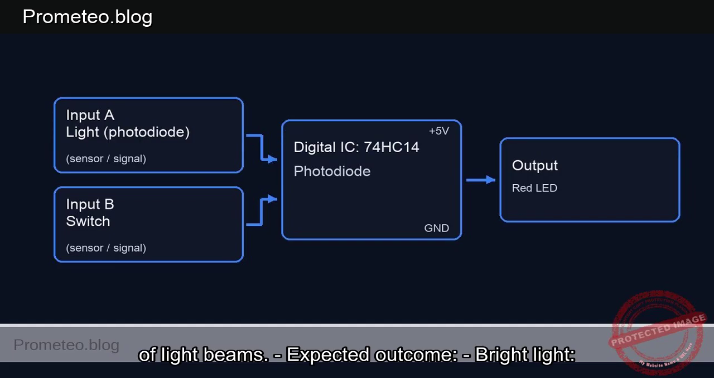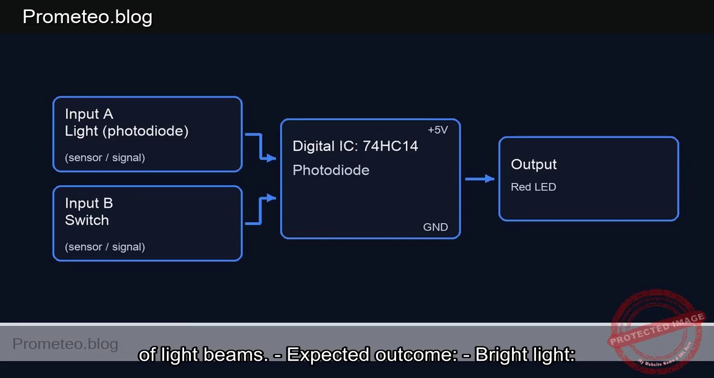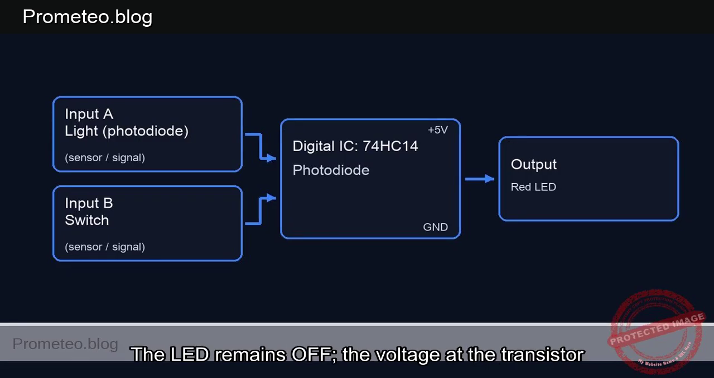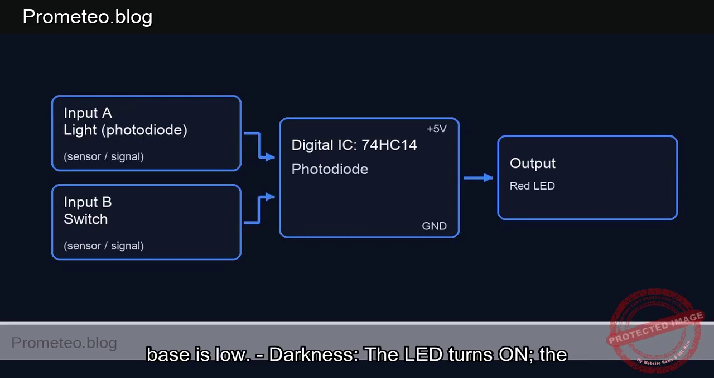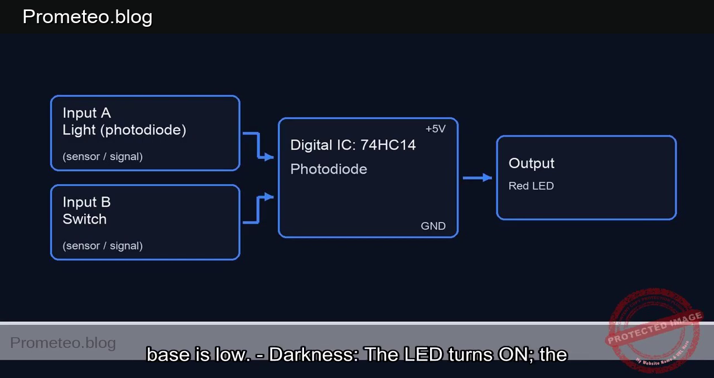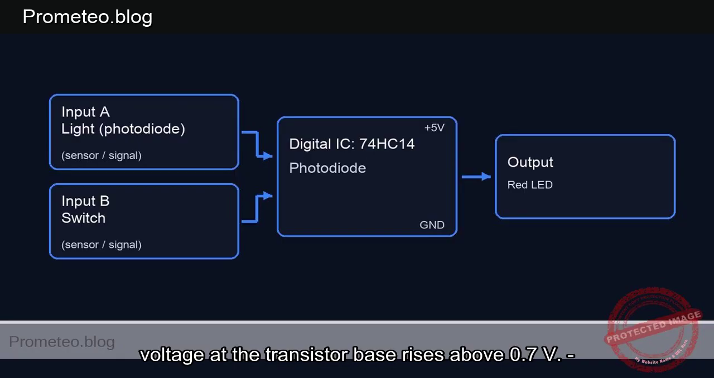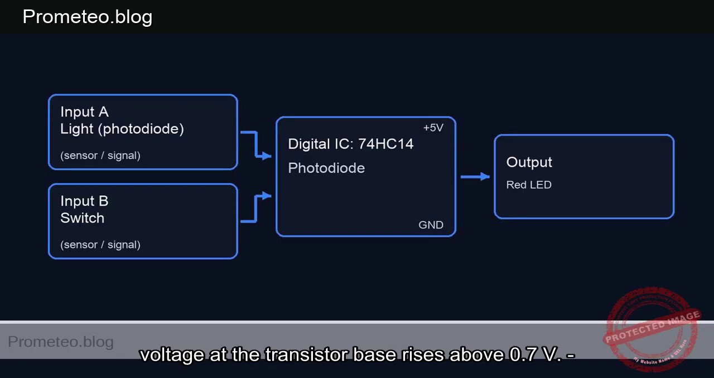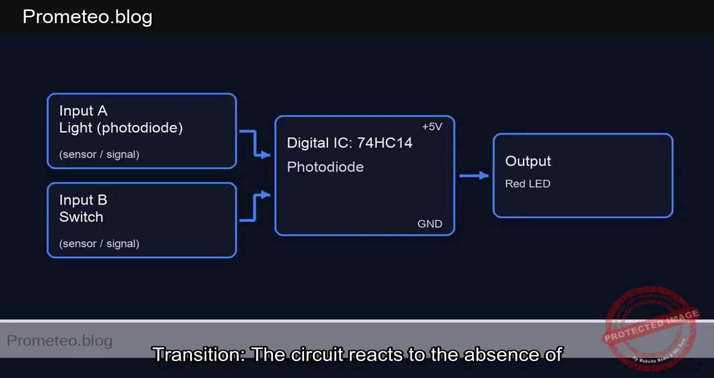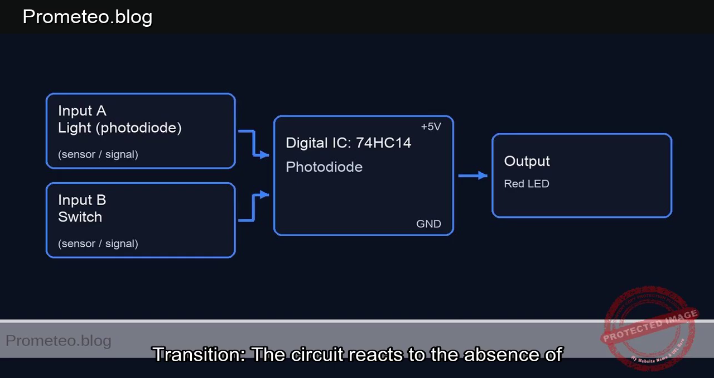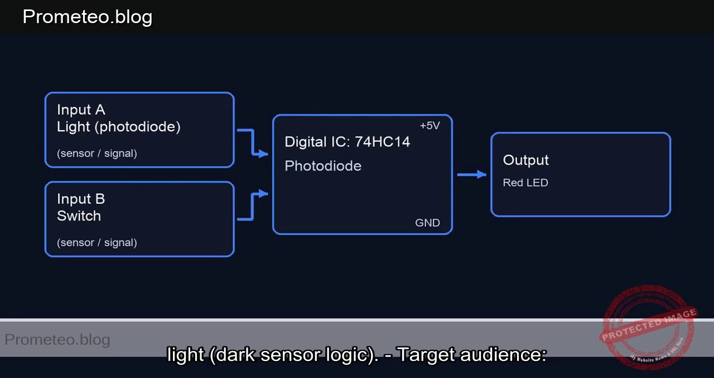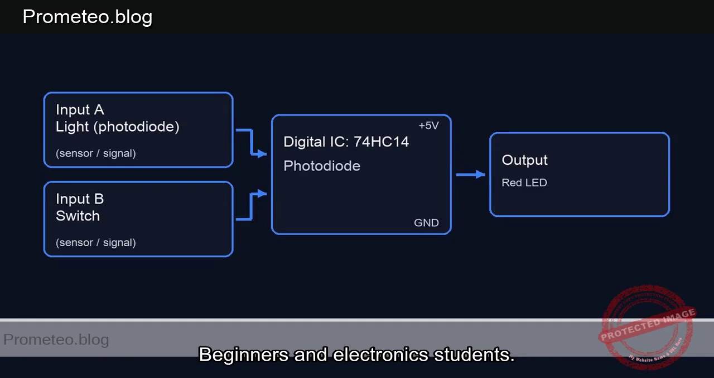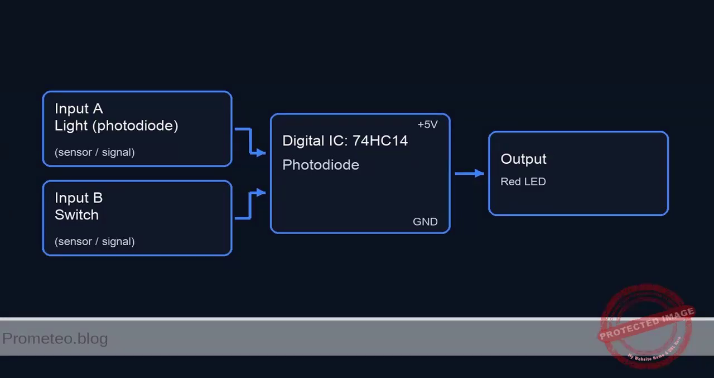Expected outcome: in bright light, the LED remains off and the voltage at the transistor base is low. In darkness, the LED turns on and the voltage at the transistor base rises above 0.7 volts. Transition: the circuit reacts to the absence of light, dark sensor logic. Target audience: beginners and electronics students.